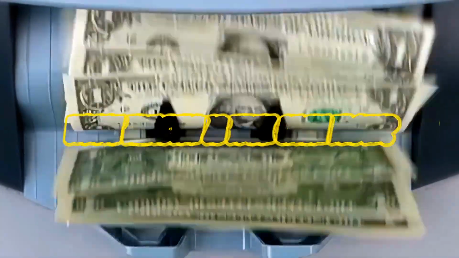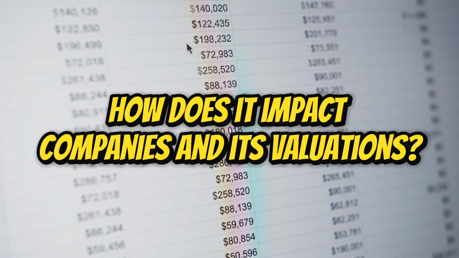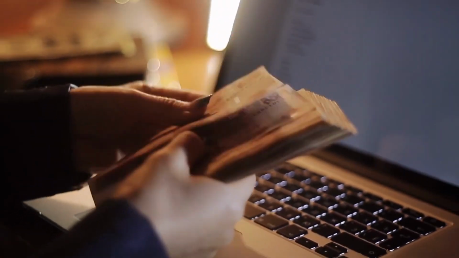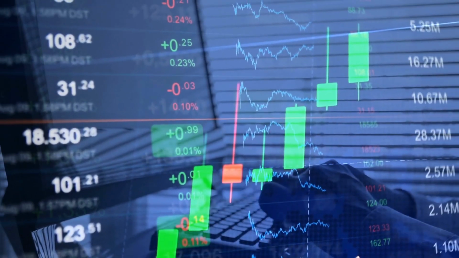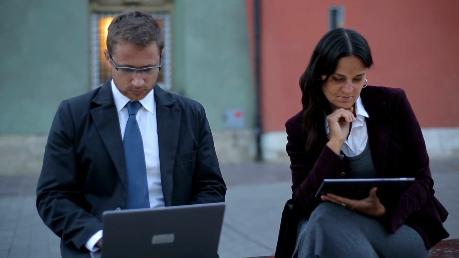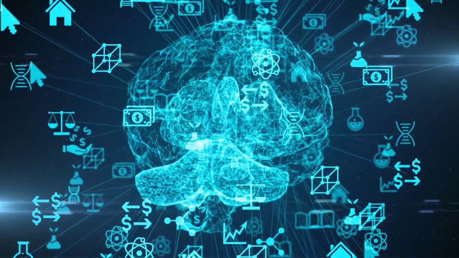But what exactly is free cash flow? How does it impact companies and their valuations? And as an investor, do you realize there's an ETF which focuses on free cash flow as its main metric for selecting stocks? We'll dive into all of that and more. So, if you're ready to learn about the power of free cash flow and how it can help your investments, keep watching till the end.